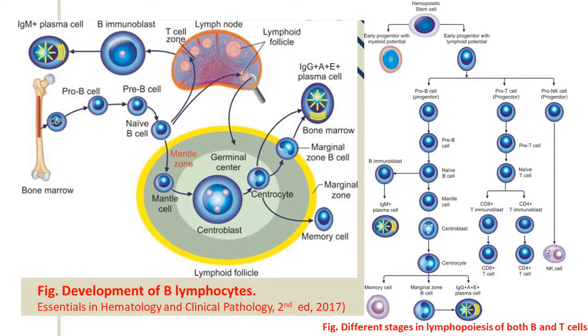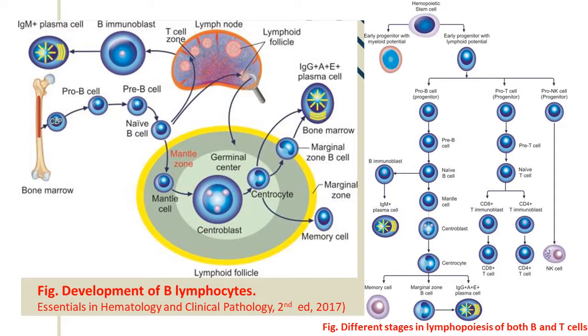On encountering antigen, the naive B cells undergo transformation, proliferate, and finally mature into antibody-secreting plasma cells and memory B cells. This occurs predominantly in the secondary lymphoid organs, either in the germinal center, that means in the follicular area, or outside the germinal center, which is in the extrafollicular area.